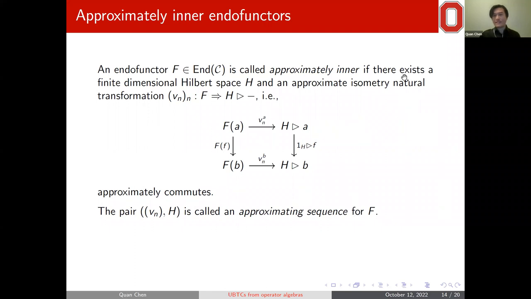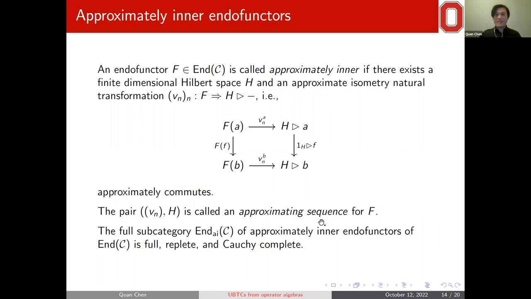So here, this is just existence. We're not saying that if F is approximately inner, there's a unique H and V_n. We're just saying that it exists. And we say this pair is an approximating sequence. And we can show that the subcategory of approximately inner endofunctors is a full replete Cauchy tensor subcategory of N of C, which means the tensor product of two approximately inner endofunctors is still approximately inner. So these are the two subcategories we want.